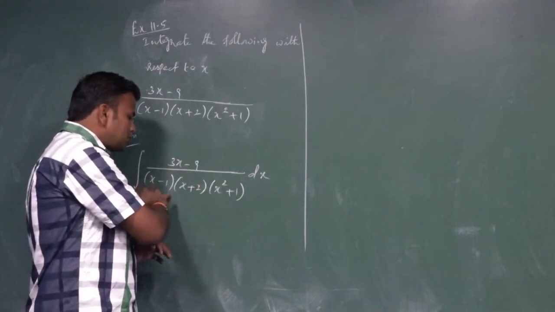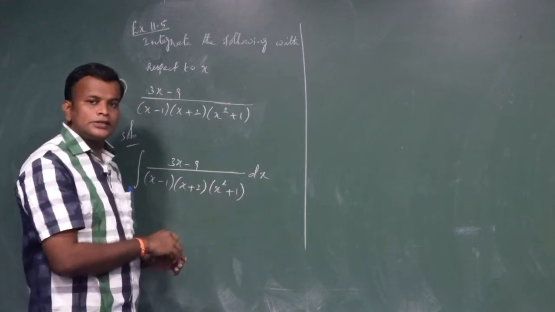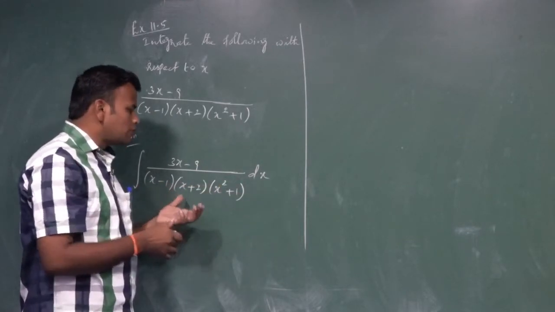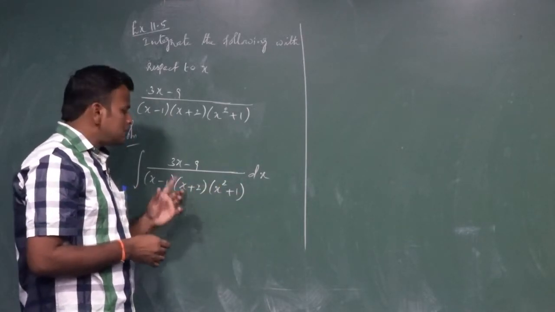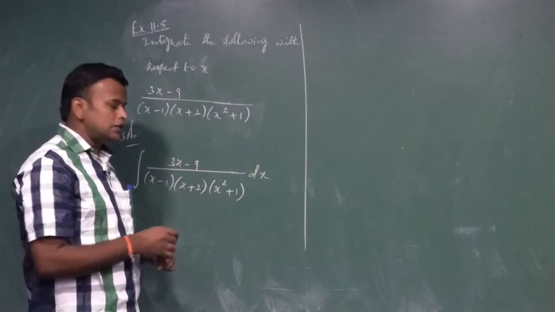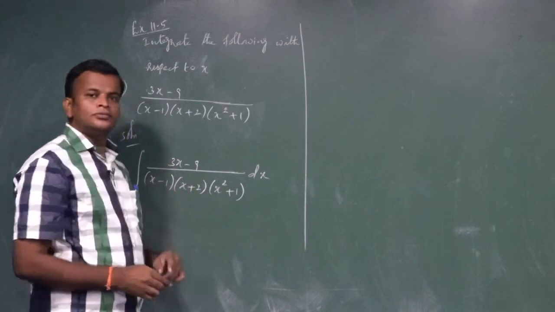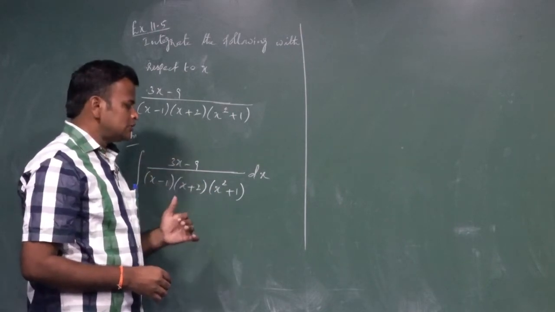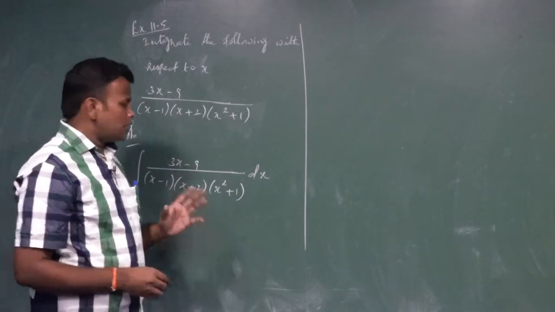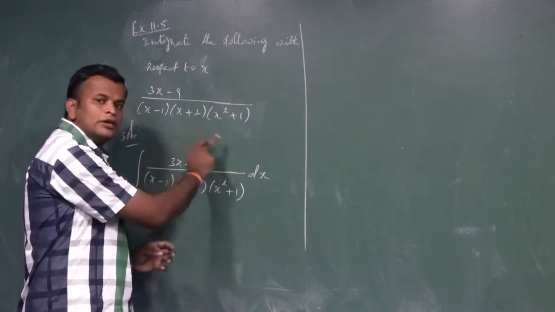You see, the denominator is a product of 3 factors, so directly there is no formula for this integration. But it is a proper fraction. The degree of the numerator is 1 and the degree of the denominator is 4, so it's a proper fraction. So we use partial fraction. Now we consider the term first of all.